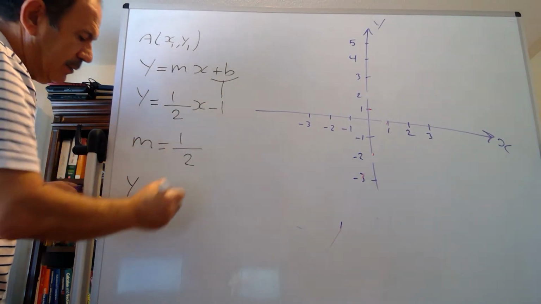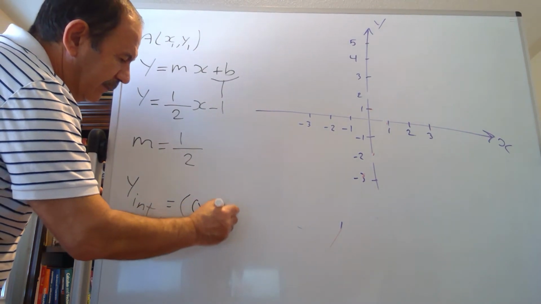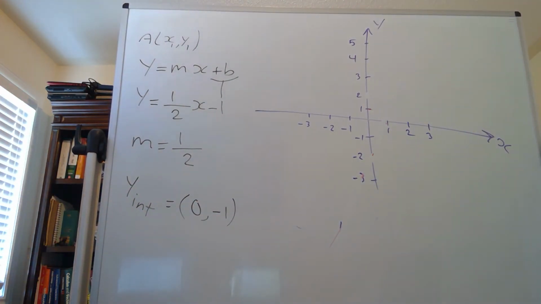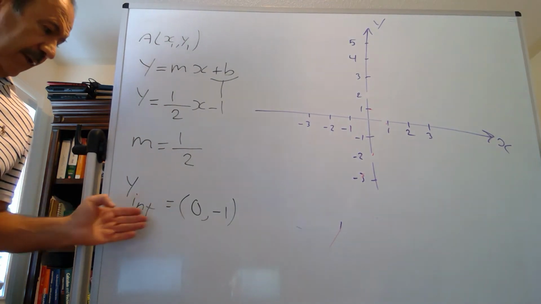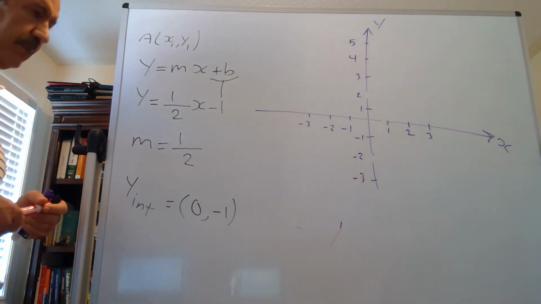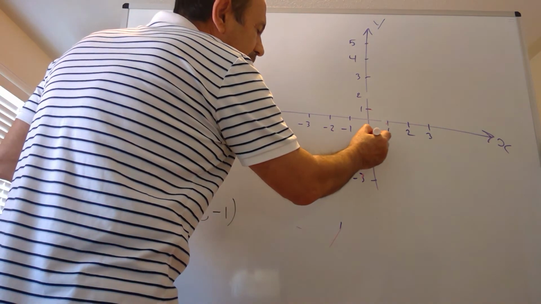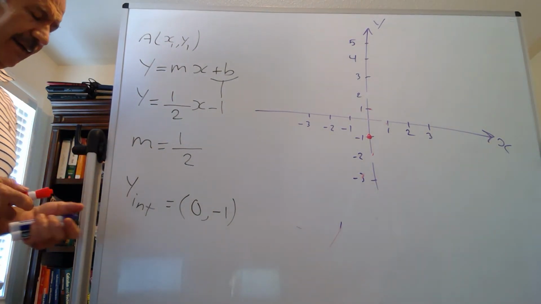The y-intercept, comparing these two, is going to be x is 0 and y is negative 1. For graphing this line, remember, we should always start from the y-intercept, which is (0, -1). This point. 0 and -1. What is the next point? I need one more point to graph this one.